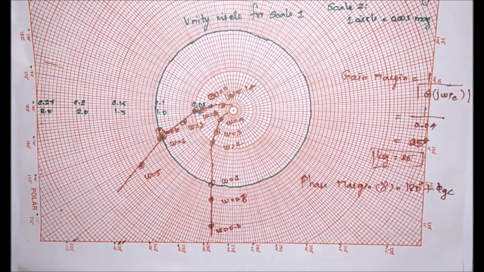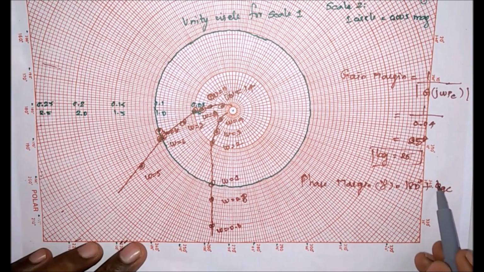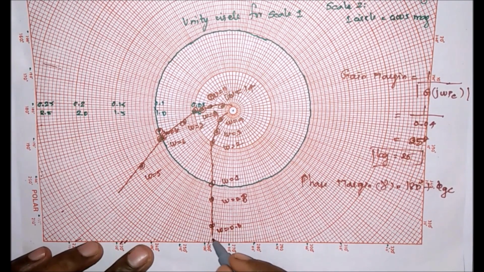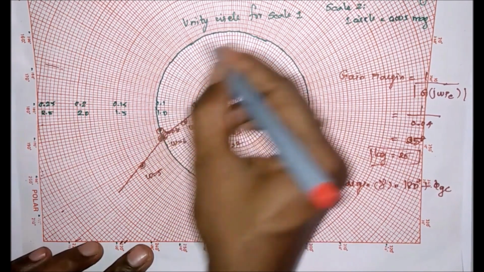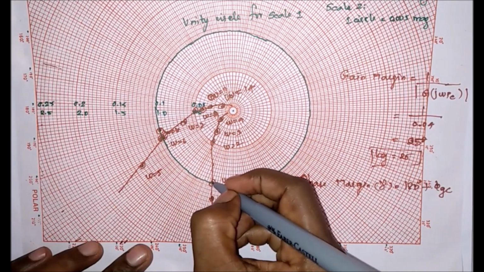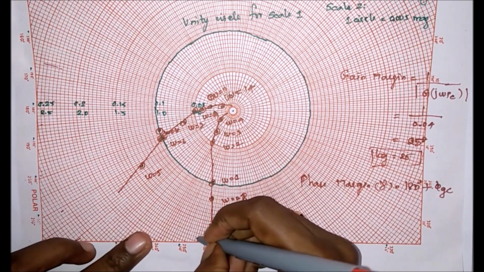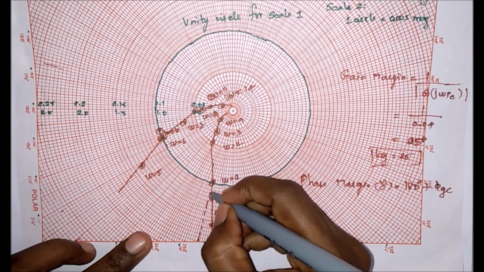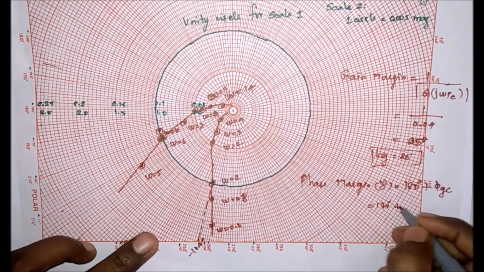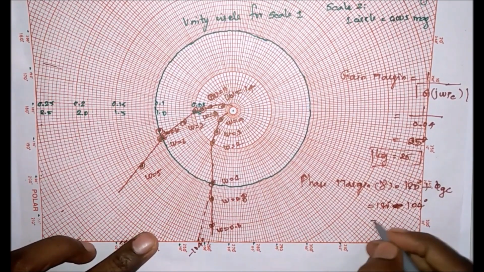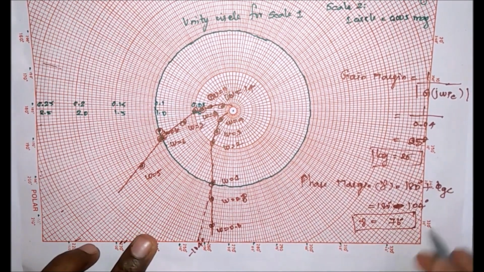Now next, phase margin. It means 180 plus phi GC. We know phi GC is the angle at gain crossover frequency. So from the plot, this is the starting point. The plot cuts the unit circle. So this is the unit circle. In the plot it cuts at this point. This is the corresponding angle. Therefore its value is minus 104. Therefore 180 minus 104 degree equal to 76. Therefore phase margin equal to 76 degree.